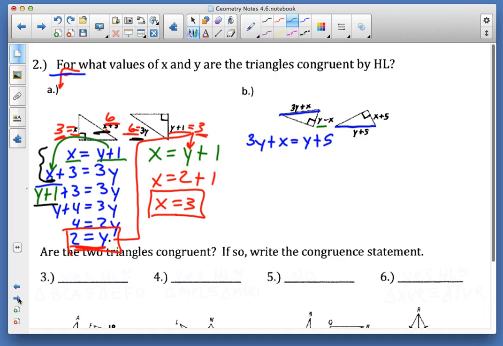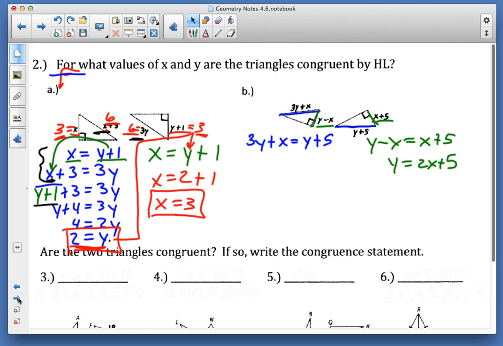Now, the legs are my other ones. That's these guys right here. So I got y minus x is equal to x plus 5. Now, I'm going to do something as I go here to help me substitute easier. I'm just going to solve for a couple things. In the green, I'm going to get y by itself. In the blue, I'm going to get the y's on the same side. So I'm going to subtract y, and I get 2y plus x equal 5.